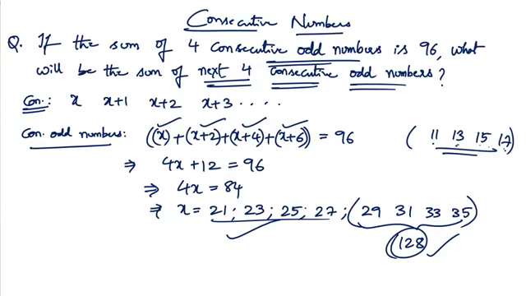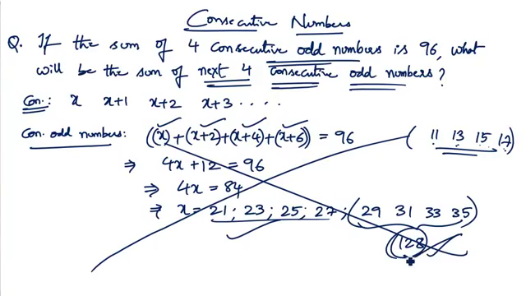But is this really the best way to solve the question? No. The answer is correct. No doubt the answer is correct. 128 is the correct answer. But you cannot be spending so much time and putting up so many steps on paper for solving this question in the exam. So how do you do it in a smart way?